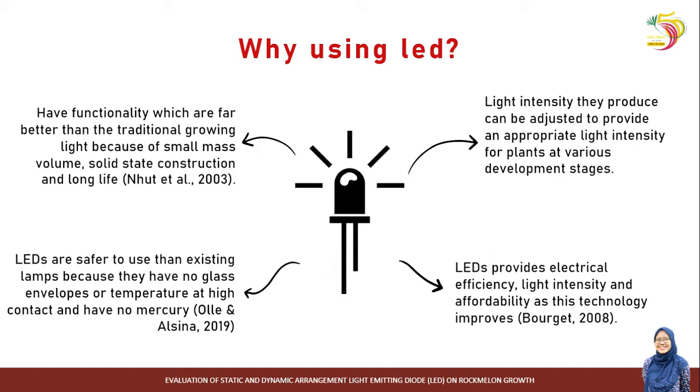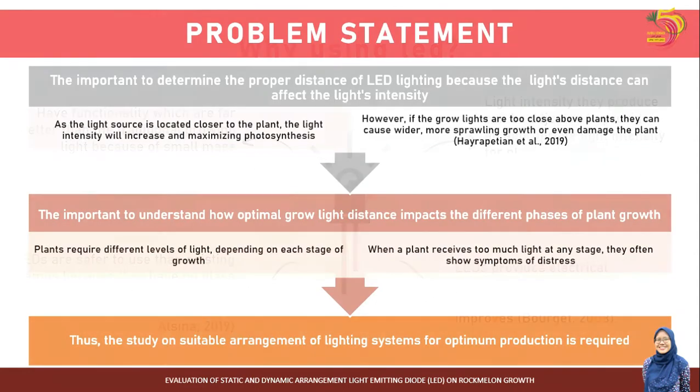So why are we using LED? LED have functionality which is far better than traditional grow lights because of small mass volume, solid state construction, and long life. LED are also safer to use than existing lamps because they have no glass envelope or high contact temperature and have no mercury. The light intensity that LED produce can also be adjusted to provide an appropriate light intensity for plants at various development stages. LED also provide electrical efficiency, light intensity, and affordability as this technology improves.